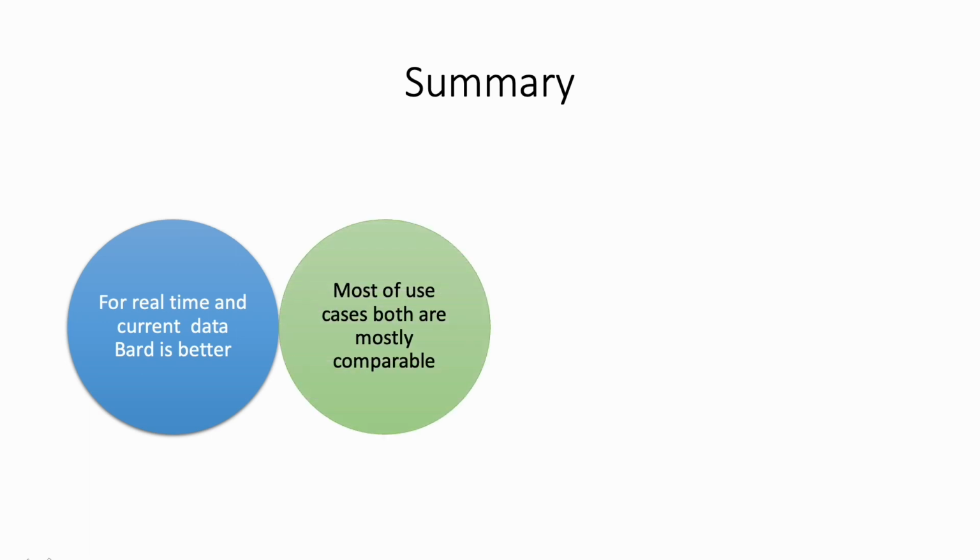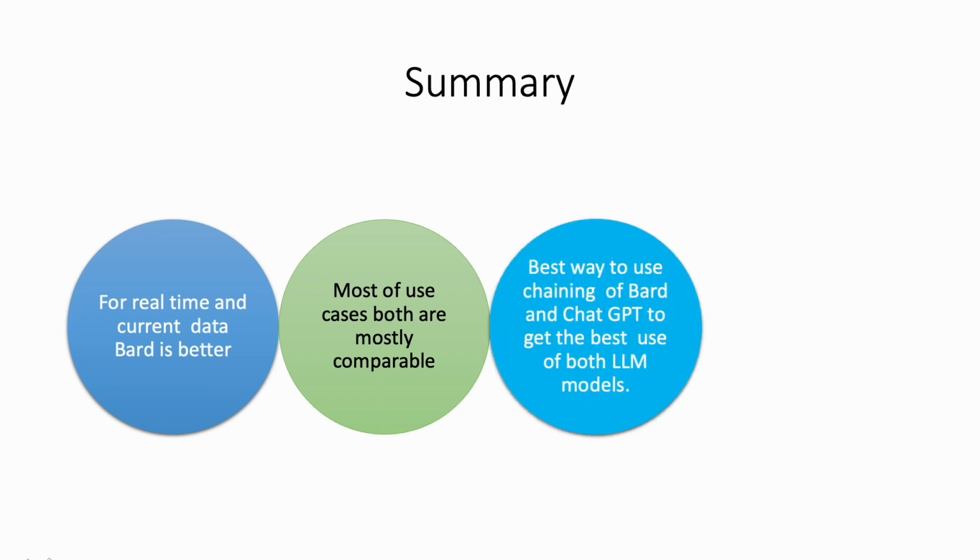And then for most use cases, both are mostly comparable, so we cannot say which one is better. My opinion is that the best way is to chain between both Bard and ChatGPT to make sure we leverage the best out of both large language models and also the data sets. They are trained with different sets of data, even though common internet and other data is used for training, there is definitely going to be some difference in the data they trained on. So that way, the chaining will give the best result of both.